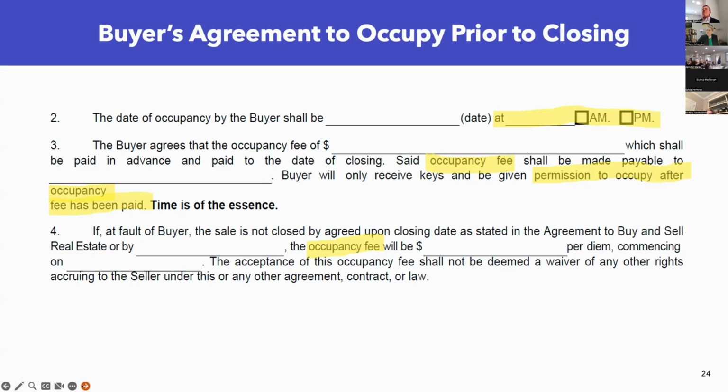Also, all references to rent or daily rate have been removed. It is an occupancy fee. Now, notice what defaults in number 3. Buyer will only receive keys and get permission after the occupancy fee has been paid. It's not after, it's before. It's all up front. Okay, let's move ahead.